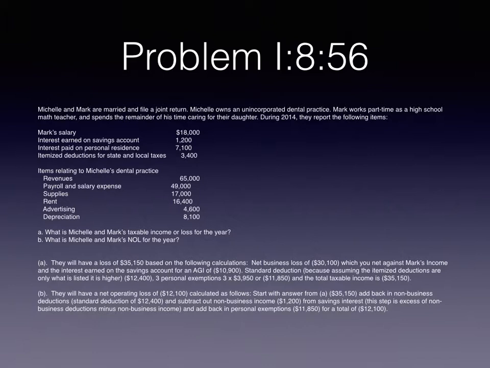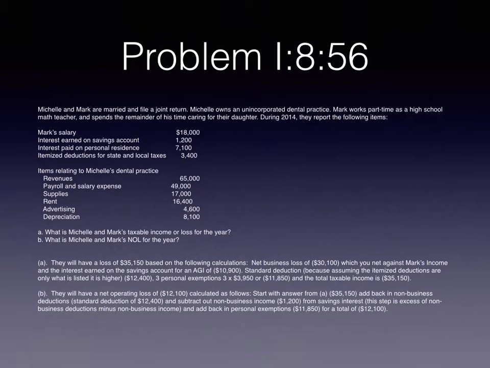So the basic idea is you're going to take your taxable income for the year, and you're going to get that back to the net operating loss that's attributed to the business income. And in this case, the end answer is net operating loss of $12,100, but we start with the loss of $35,150. Add back in the excess of non-business deductions minus non-business income. So non-business deductions was just the standard deduction of $12,400. Non-business income was just the $1,200 from savings.